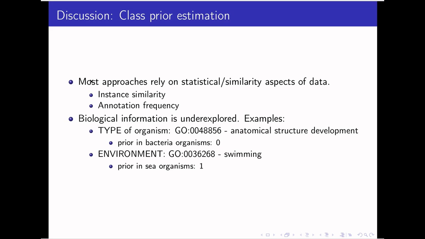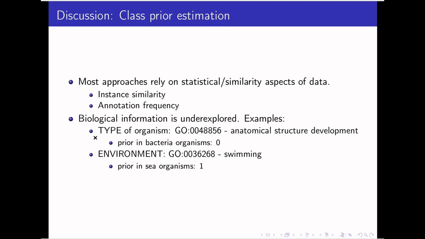So as I said before, most approaches rely on statistical or similarity aspects of the data. So in our case, instance similarity would be protein sequence similarity, for example. In our case, we use the GO hierarchical structure to compute the class prior, but still it is more like a class prior estimation from the information point of view. However, in this case, the protein function case allows for some input of biological information for the class prior estimation.